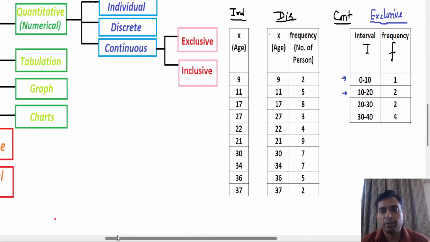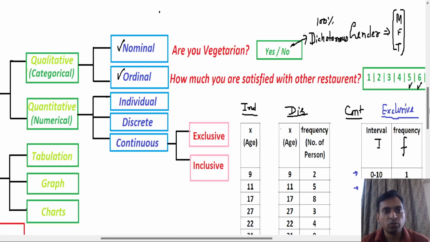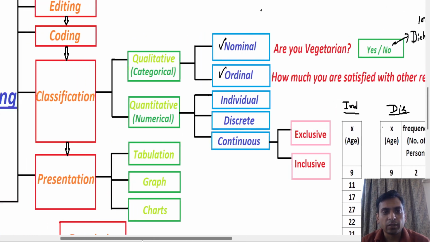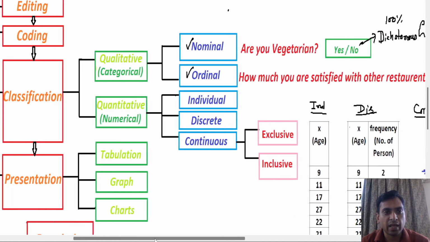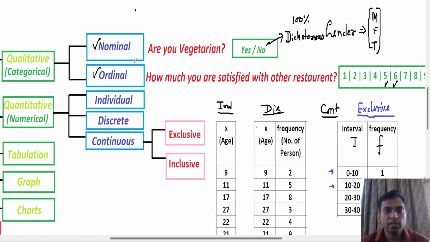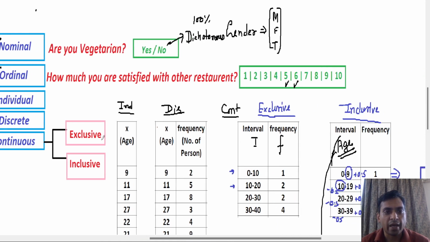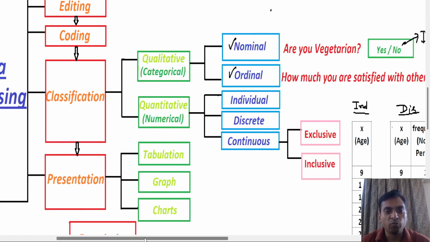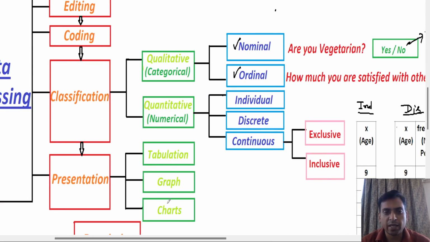So there are different methods for data collection and different types of data. This means classification of data. Two things, qualitative and quantitative. In qualitative, two categories: first is nominal, second is ordinal, and in quantitative: individual, discrete, and continuous. In continuous, two categories, exclusive data type and second is inclusive data type. So next is what? Next is presentation. We will continue this presentation topic in the next lecture.